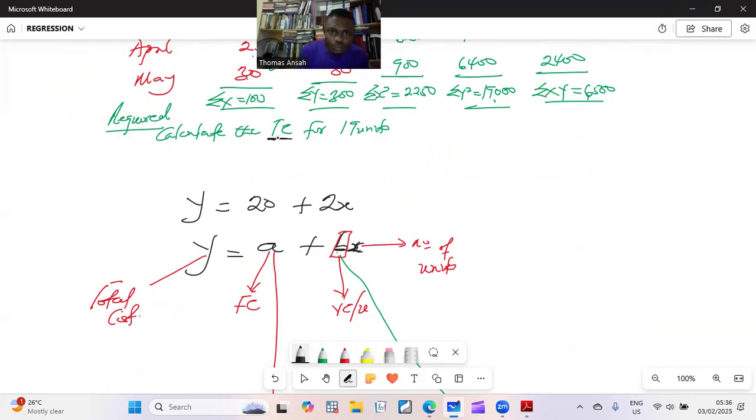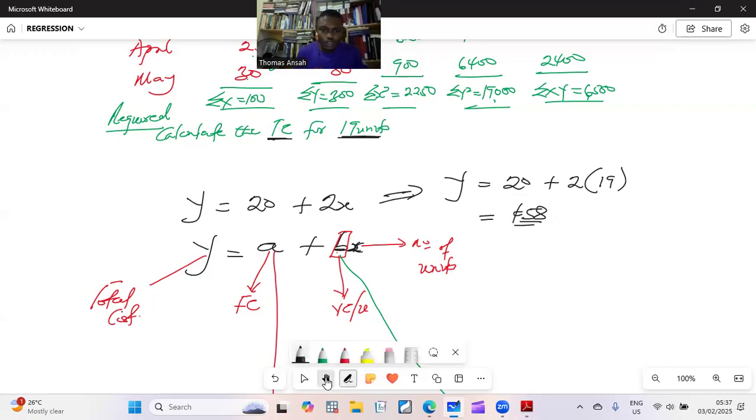If the question now says we should find the total cost of 19, we can say that our total cost y is equal to a fixed cost of 20 and a variable cost of 2 by 19. So what do we get from here? 19 by 2, that is 38. So this gives 58 cedis. All right, that is the total cost.